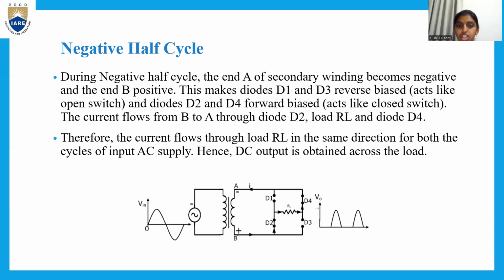As you can see in the picture, here end A becomes negative and end B becomes positive, completely reversed. So D1 and D3 are reverse biased, so they act as an open switch. D2 and D4 are forward biased, so they act as a closed switch. Here current flows from B to A, that is through diode D2, load RL, and diode D4. Therefore, the current flows through load RL in the same direction for both cycles of the input AC supply. Hence, DC output is obtained across the load.